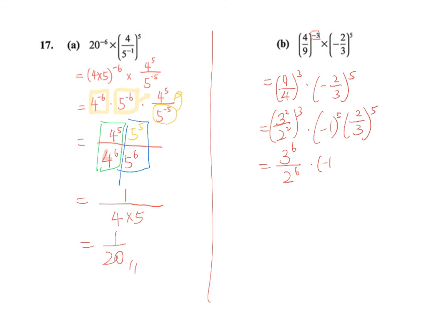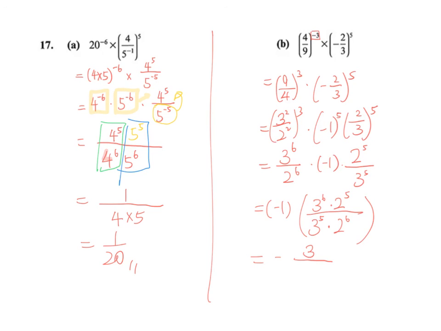And for this one, negative 1 to the power 5 is negative 1, and then 2 to the power 5 over 3 to the power 5. They multiply with each other. So negative 1 outside, and then we'll have 3 to the power 6 in the numerator, 3 to the power 5 in the denominator, 2 to the power 5 in the numerator, 2 to the power 6 in the denominator. After simplifying, 3 remains in the numerator and 2 remains in the denominator, and this negative 1 times the term becomes negative. So the answer is negative 3 over 2.